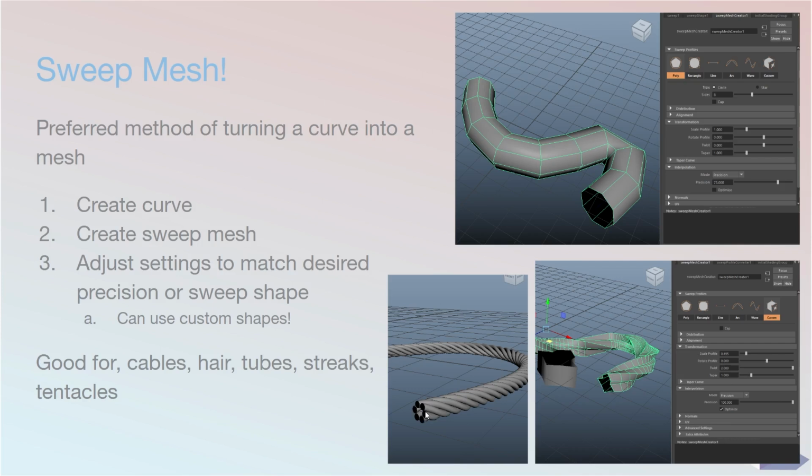Over here, you can use the distribute tool to create a bunch of different instances of it around the curve, and then you can use the twist to twist it around and make a little cable. So sweep mesh is very, very good for cables, hair, tubes, any streaks that you're doing, tentacles, even things like picture frames could be useful.